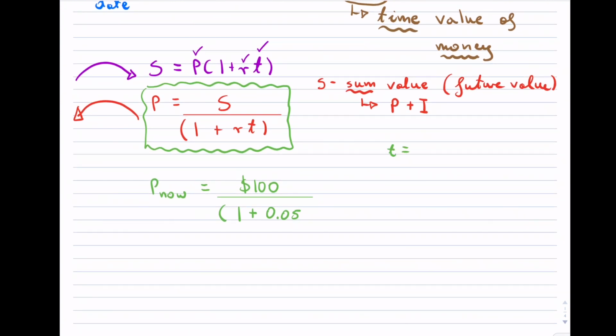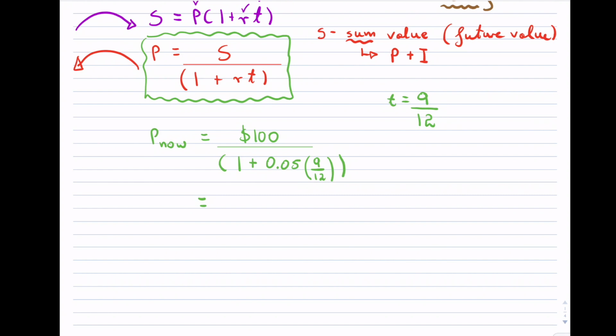So t is equal to 9 months, but we need t in years. So it's going to be 9 divided by 12. And now we can calculate this and see what happens to that $100 over the 9 months, when the time value of money is 5%.